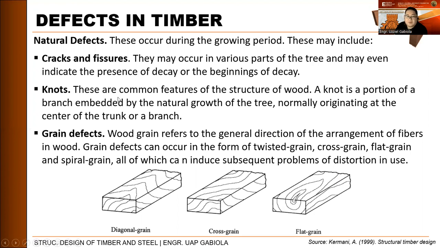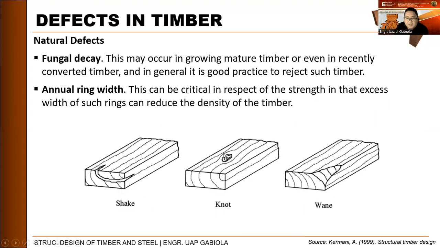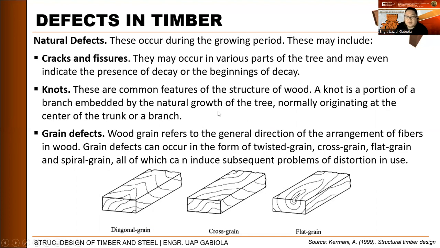Then we have the knots. So ito yung common feature ng structural wood. So itong knots, pag meron kang plank, ito yung parang peklat, no? So may itsura dito. Yan, ito yung knot. Okay? Yung parang peklat sa wood, makikita natin. Pag halimbawa nag-check kayo ng mga kahoy, may mga ganun na parang peklat. So those are actually branches na parang hindi natuloy mag-sprout. So normally originated at the center of the trunk or branch.